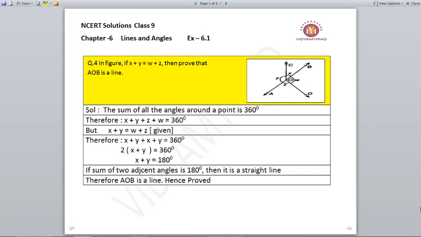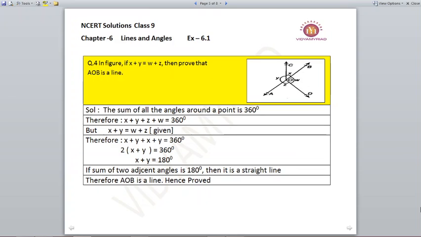Question number 4. It states that in the figure, if x plus y is equal to w plus z, then prove that AOB is a line. Now, in order to prove AOB is a line, all the angles which are formed on AOB should be equal to 180 degrees. Let us see how we can do that.